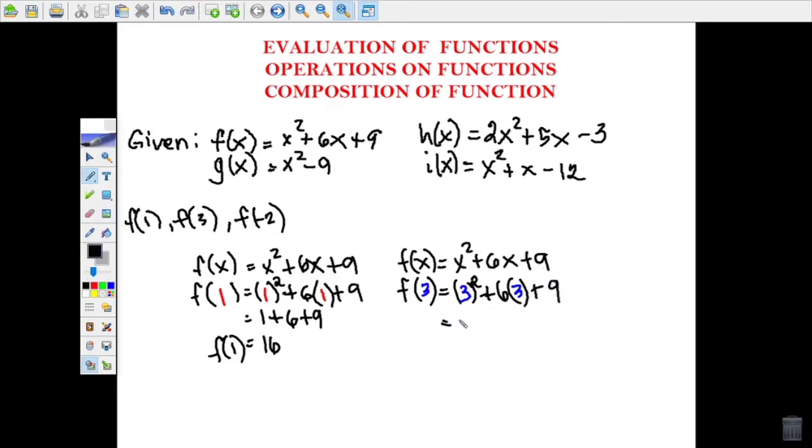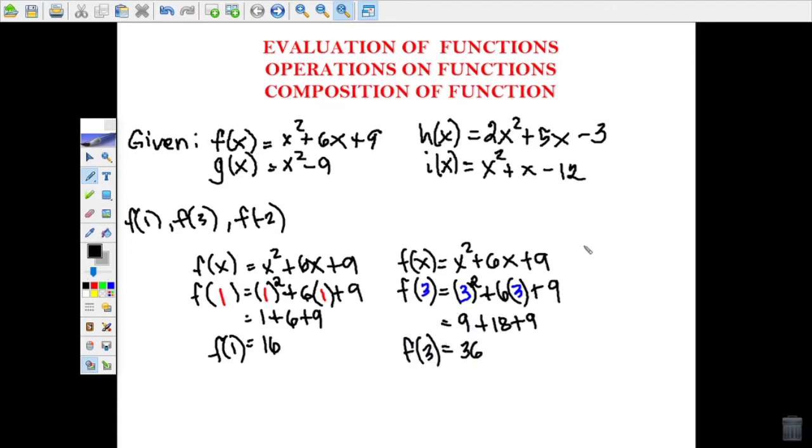Then again, solve lang natin. 3 squared is 9 plus 6 times 3 is 18. Then copy plus 9 sa dulo. So if I add these three, the answer is 36. So therefore, the f of 3 is 36. So the value of f of 3 is 36.